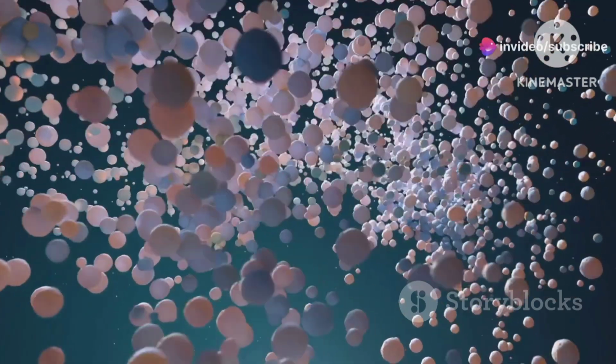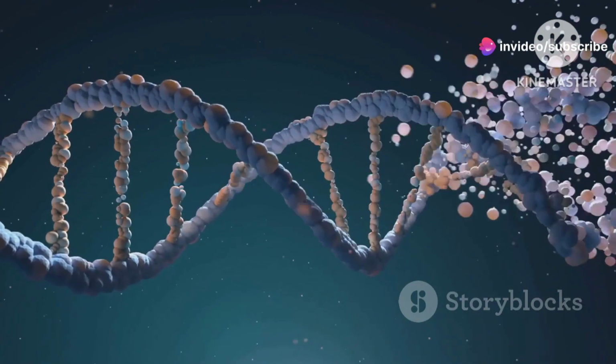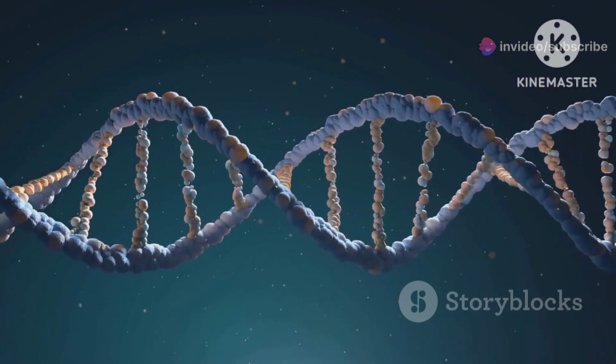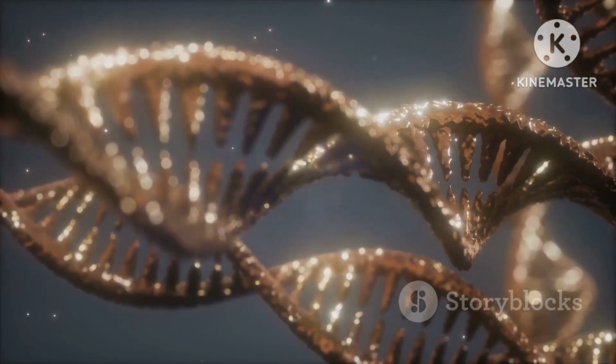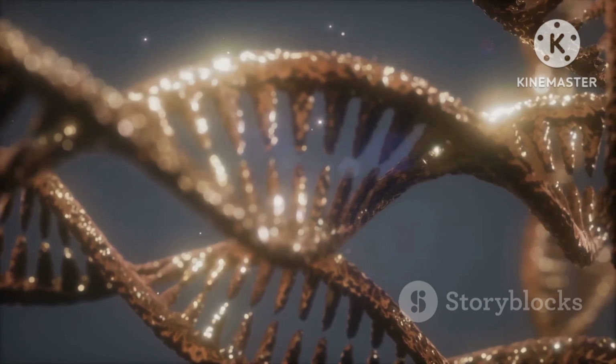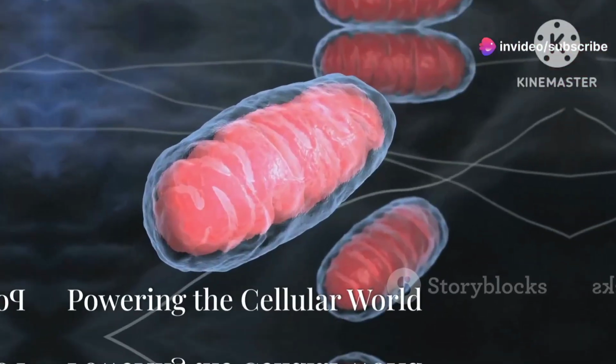Like skilled craftsmen, ribosomes carefully follow the instructions encoded in the mRNA, adding one amino acid at a time to the growing protein chain. This process ensures that the correct protein is synthesized with the precise sequence of amino acids, dictated by the original DNA blueprint.